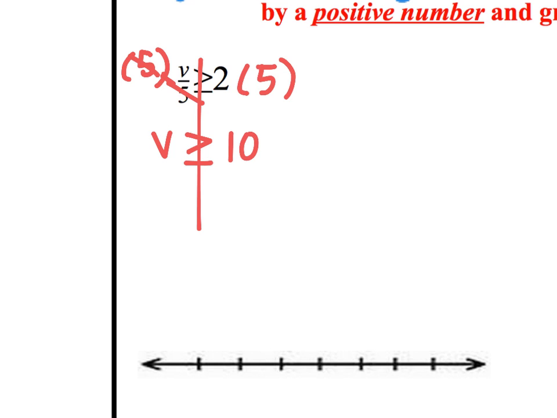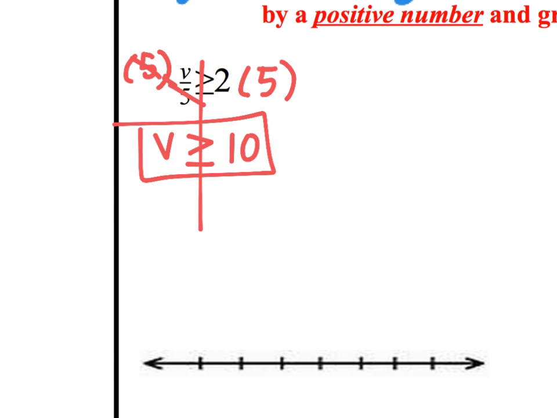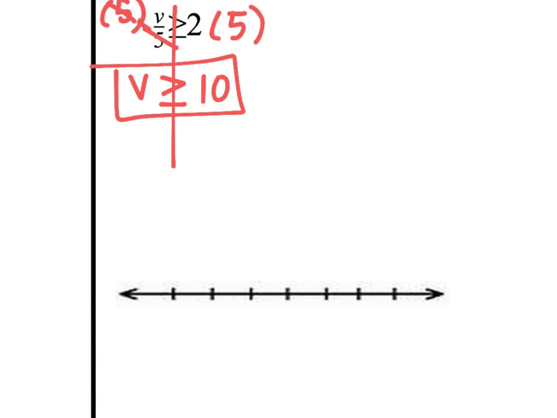Did we multiply or divide by a negative? No, so we're good. We only flip the sign if we multiply or divide by a negative. So we're going to go to our graph and we're going to label it. Let's make 10 in the middle. To our right would be 11, 12, 13. To our left, 9, 8, and 7.